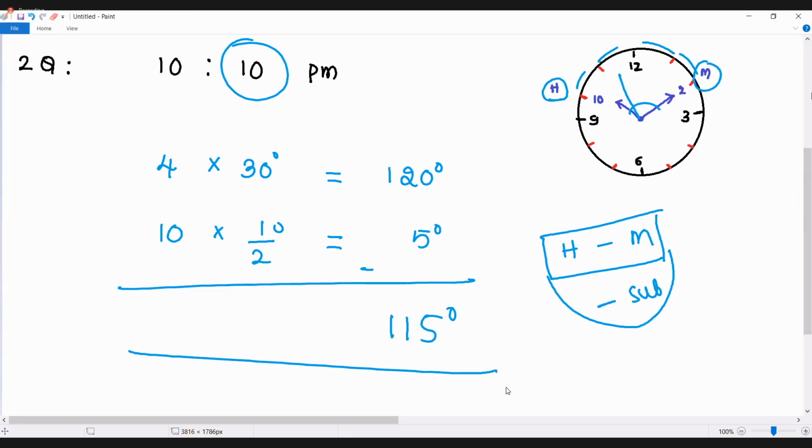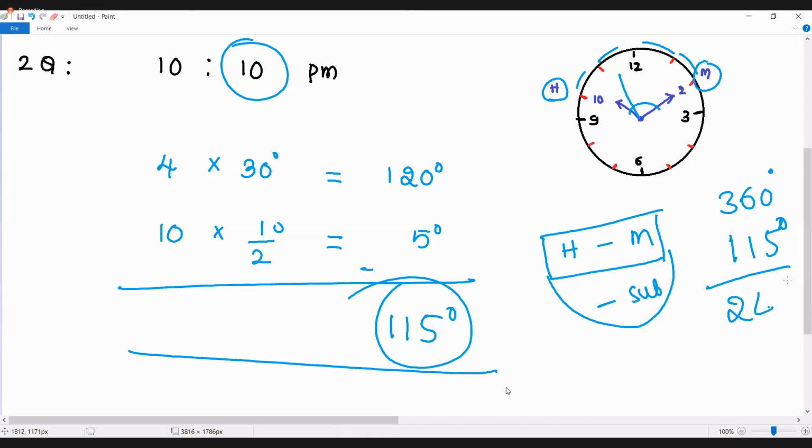Or otherwise, if you didn't find this as an answer choice in your options, then don't think that you are wrong. For example, if your options are given as more than 180 degrees, then what is the other angle? This is the same as 360 minus 115 degrees. That means it is the same as 245 degrees.